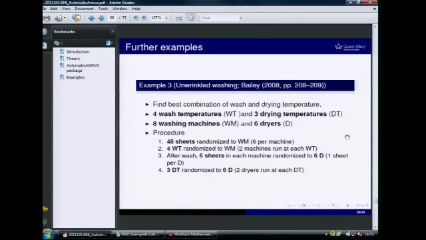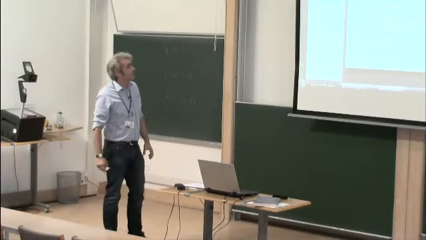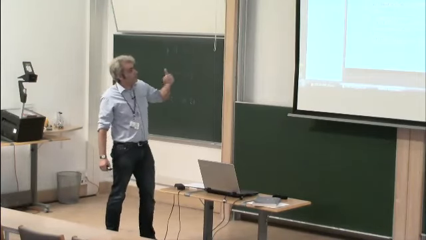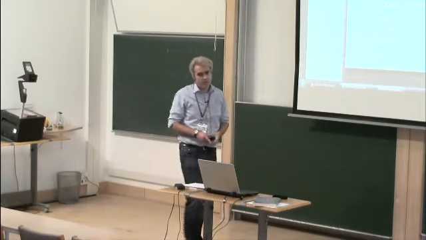So we have 4 wash temperatures and 3 drying temperatures. So these are our treatment factors. We have 8 washing machines and 6 dryers. So how is that experiment carried out? 48 sheets are randomized to the 8 washing machines, 6 per machine. And then the 4 washing temperatures are randomly assigned to the machines. So each washing temperature is replicated twice. After washing, the 6 sheets from each machine are assigned to a different dryer. And then the 3 drying temperatures are randomly allocated to the 6 dryers, again with replication 2.